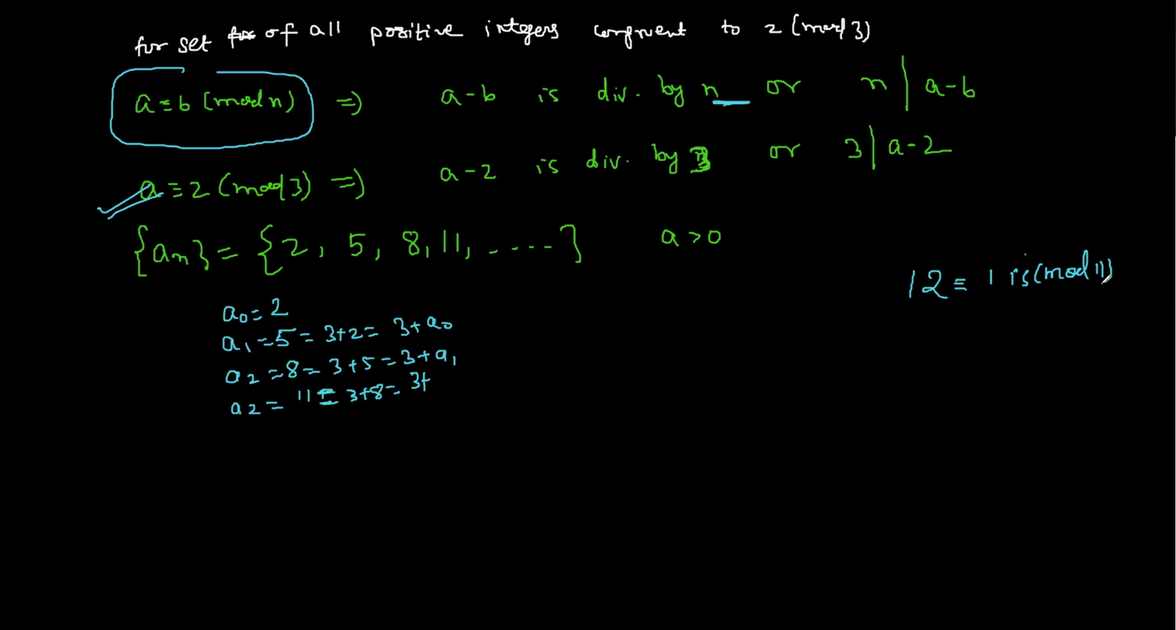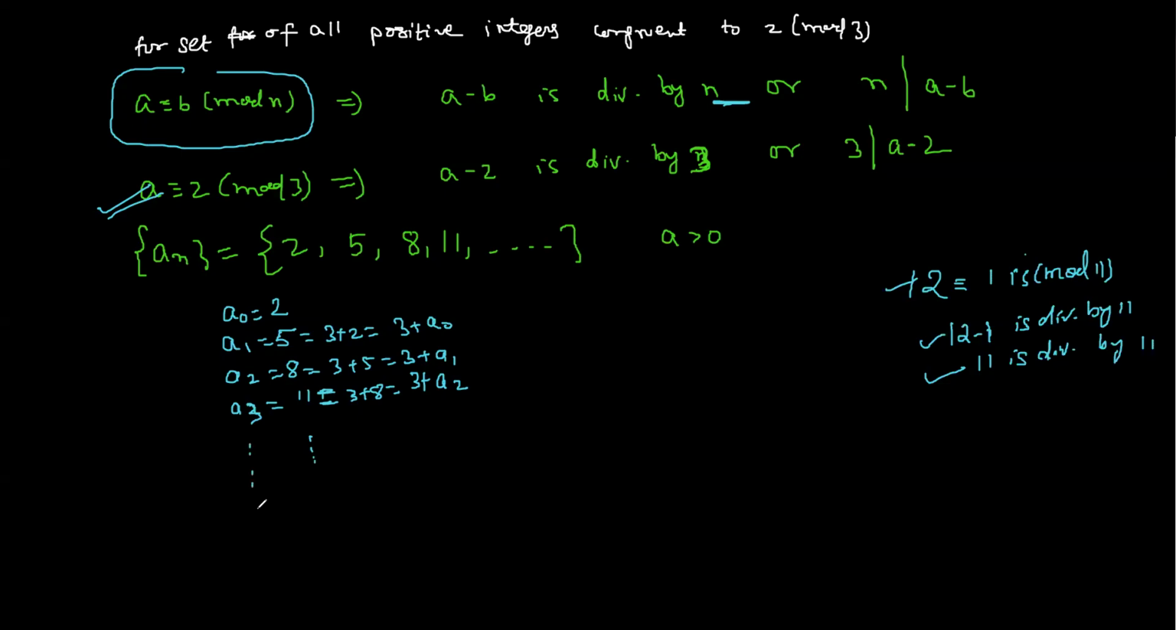It means what? 12 minus 1 is divisible by 11. This is true. 12 minus 1 is divisible by 11. Okay. Understood? And this is true. So whenever mod comes, it means what? Divisible. Okay. So 3 plus 8 means what? 8, 2. And so on.